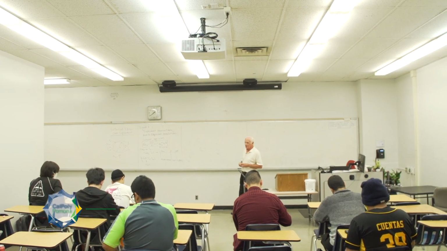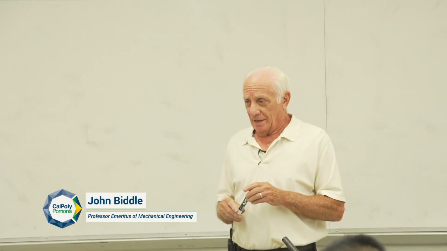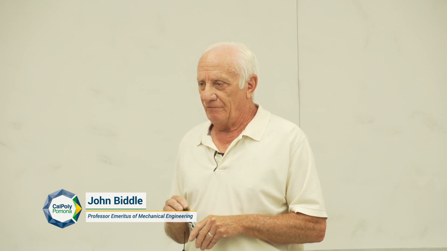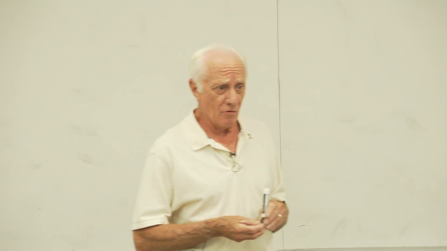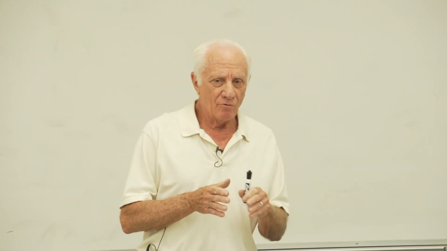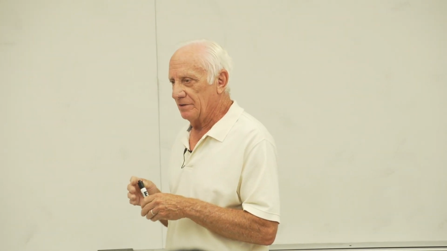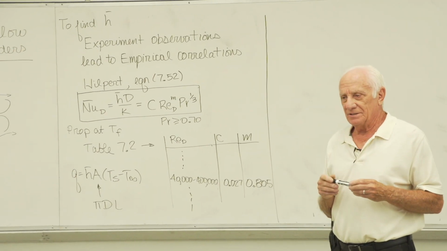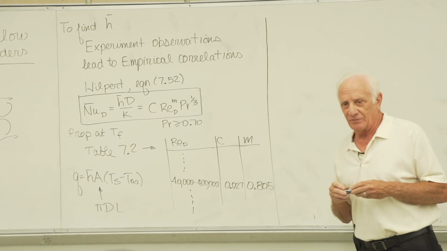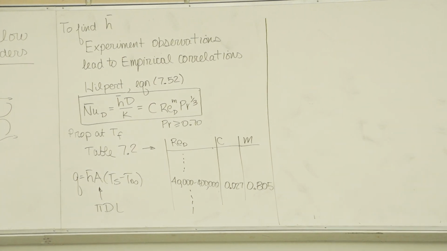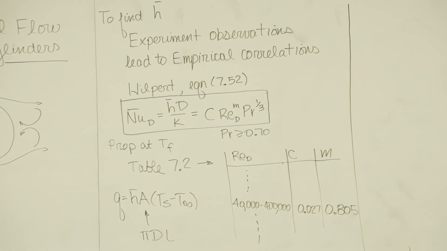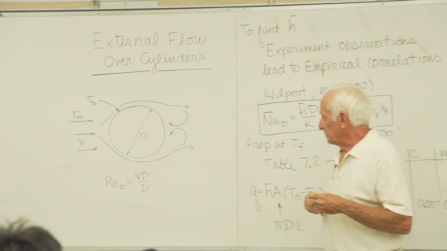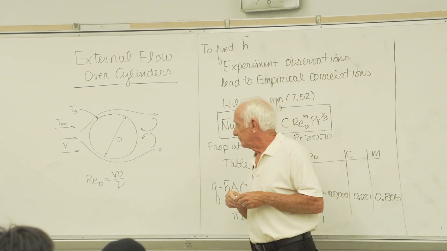Where we left off last time, we were in chapter 7, flow over external surfaces, and we finished the first half, which is flow over flat plates. Now we're moving on to the last half of chapter 7, which is flow over cylinders. We discussed this a bit last time. We looked more at the fluid mechanics part of the flow over a cylinder, and the picture looks something like this. The Reynolds number is based on the diameter of the cylinder, of course.